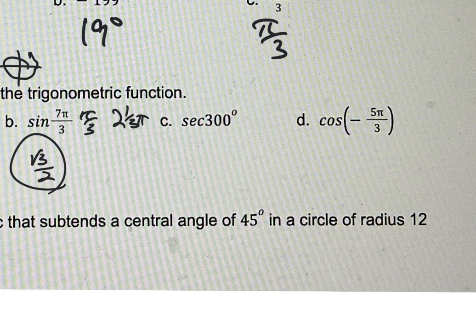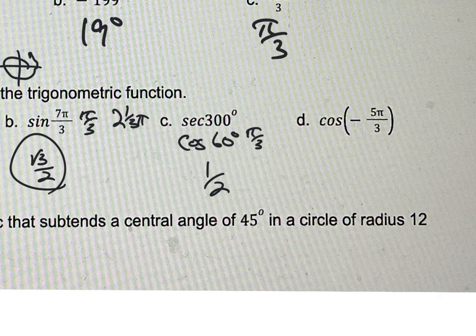And then part C, secant 300. Now, we don't do secant. Remember, secant's the reciprocal of cosine. So I'm actually going to do cosine of the reference angle. 300 is 60 away from 360, so the reference angle is 60. 60 degrees is really pi over 3. Cosine pi over 3, the value is 1/2.